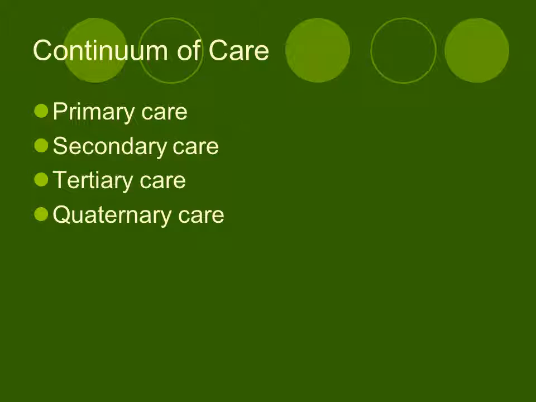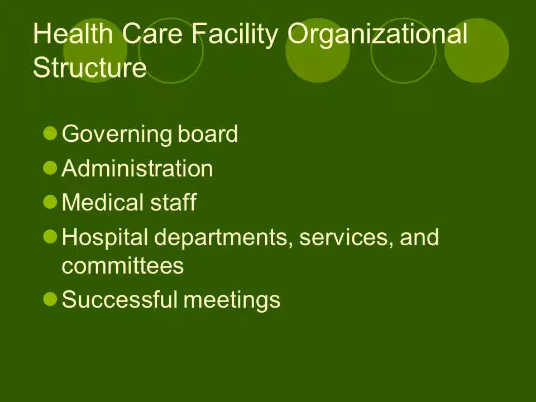So one of the things that we talk about is what we call continuum of care. Continuum of care is based on several different levels of care: primary, secondary, tertiary, and quaternary. And we're going to talk briefly about each one of those in a little bit.